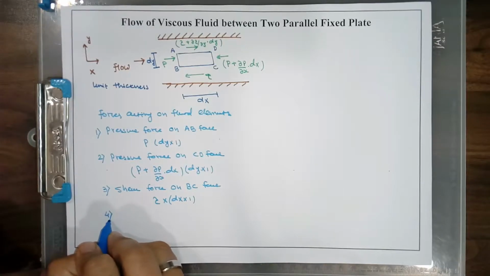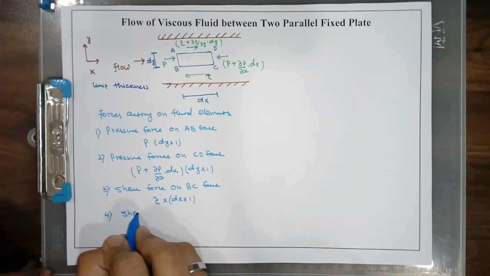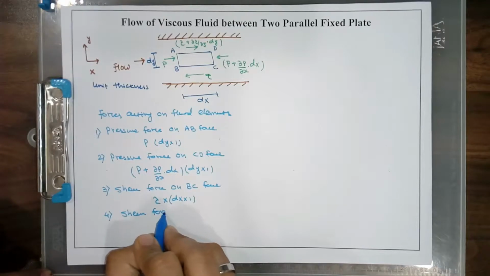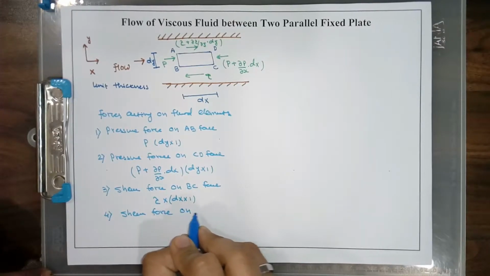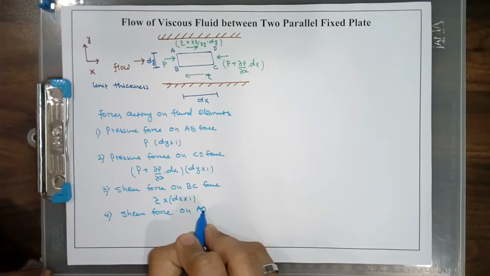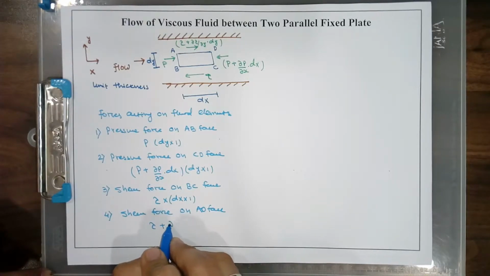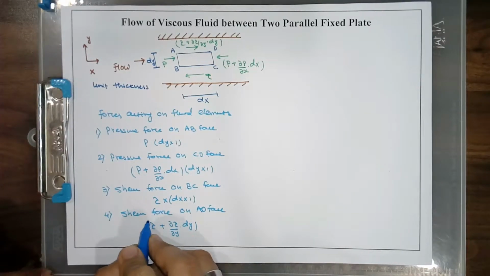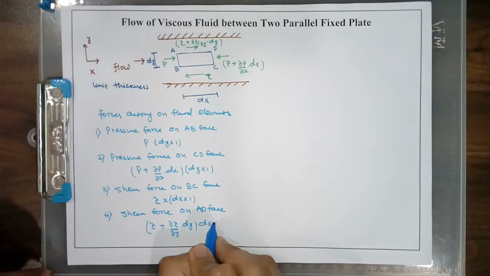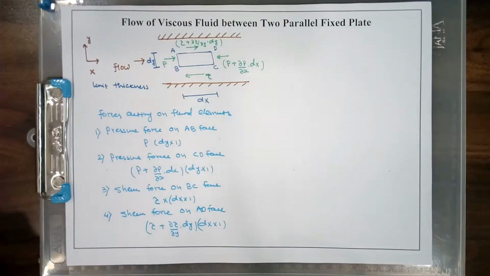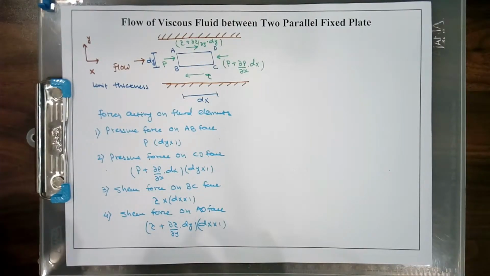Then the fourth force is the shear force acting on the AD face, which is tau plus del tau by del y into dy, into dx into 1, the cross-sectional area. Now for steady and uniform flow, there is no acceleration, hence the resultant force in the direction of flow is 0.